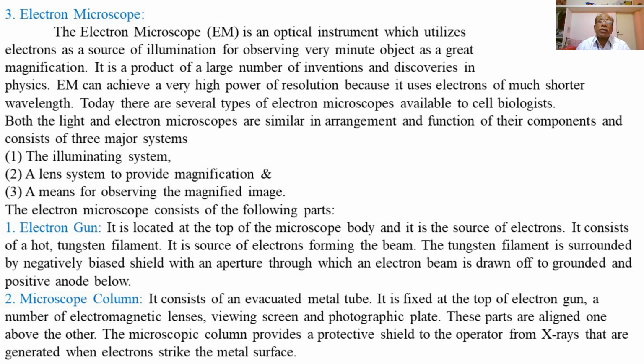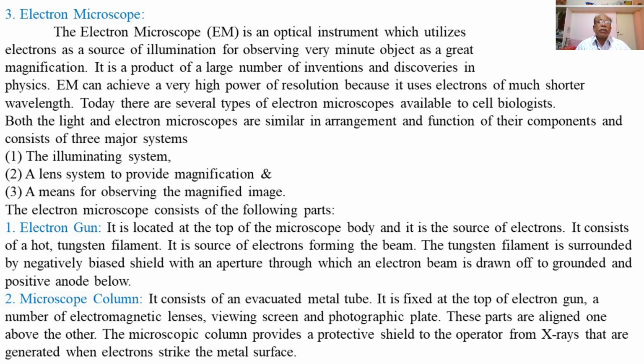The first one is the electron gun. It is located at the top of the microscope body and it is the source of electrons. It consists of a hot tungsten filament, which is the source of electrons forming the beam. The tungsten filament is surrounded by a negatively biased shield with an aperture through which an electron beam is drawn up to a grounded and positive anode below.